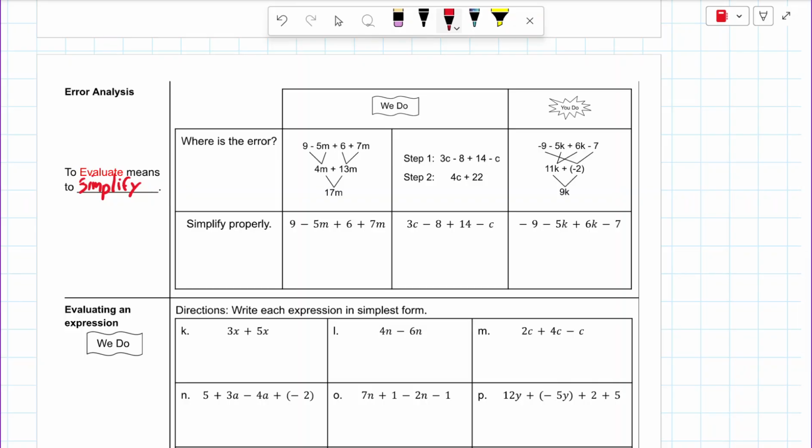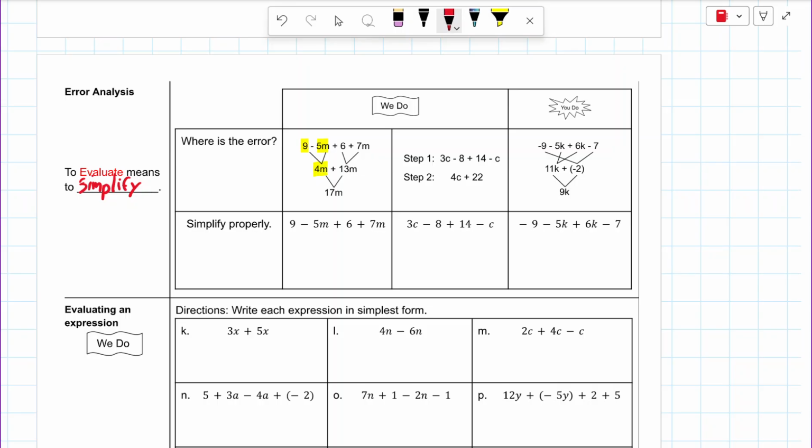All right, we have some we do's here, and then we have a one you do. So in the first box, you're supposed to find out where is the error. Well, we learned that you can combine like terms. And we also learned that 9 is a constant and 5m is a variable term. And those are not compatible. And you can see whoever worked on this, they tried to do 9 minus 5 and got the 4 and just brought the m down.